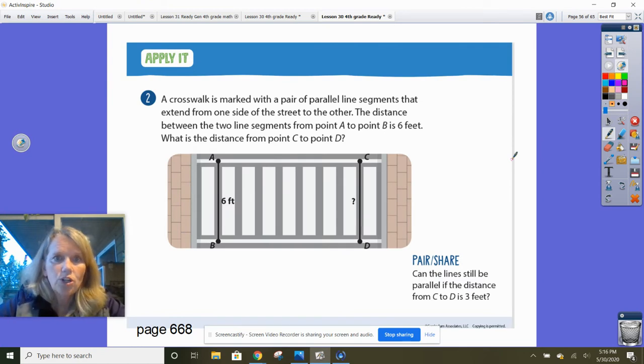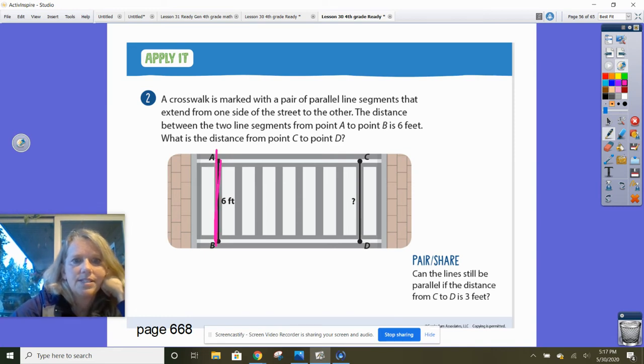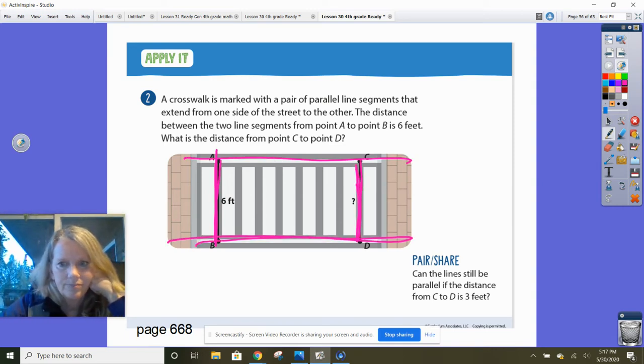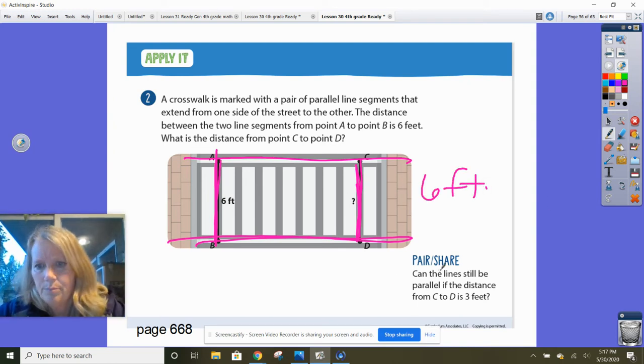A crosswalk is marked with a pair of parallel line segments that extend from one side of the street to the other. The distance between the 2 line segments from point A to point B is 6 feet. That number sounds familiar. 6 feet apart. What is the distance between C and D? This one was quite the setup to get to it. So yeah, if this is 6 feet and this is parallel, right? So what does that have to be? Yeah, 6 feet. Okay, that was like a lot of setup for a pretty easy problem.